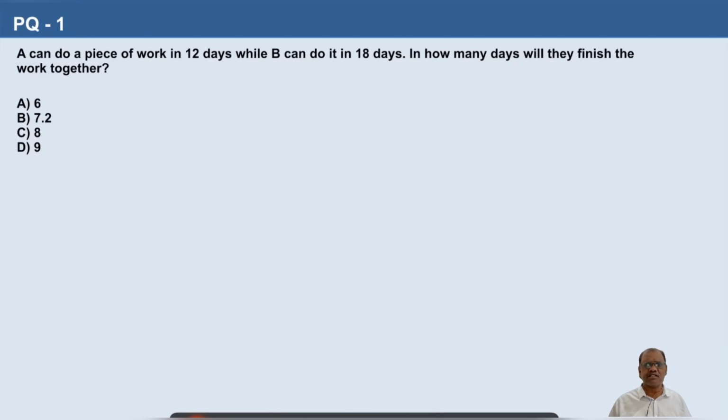Now let us solve some practice problems. Practice question 1. A can do a piece of work in 12 days, while B can do it in 18 days. In how many days will they finish the work together? So what do you have to write down here? Time and rate, that is efficiency, is equal to total work.